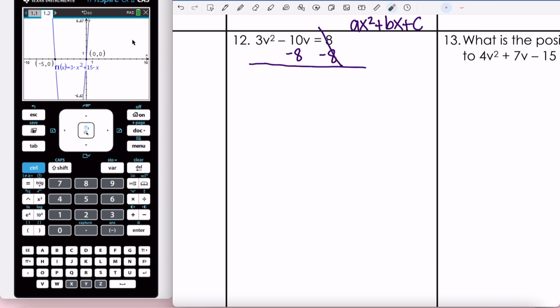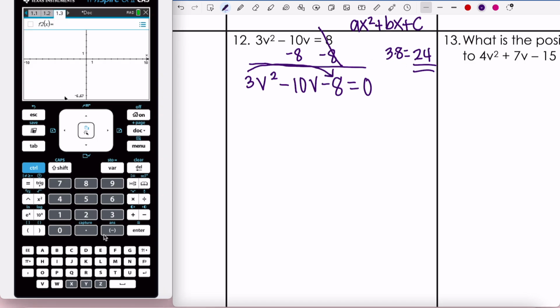So in this case, when I arrange these three terms, I'm going to put this in the form of 3v squared minus 10v minus 8 equals 0. From here, our next step is to factor. We're going to factor using the bottoms up method. So I'm going to slide and multiply. 3 times 8 gives me 24. Right here, I'm not paying attention to signs.